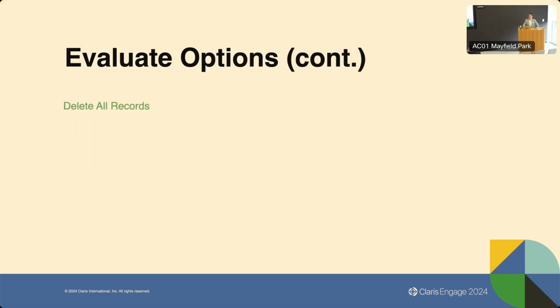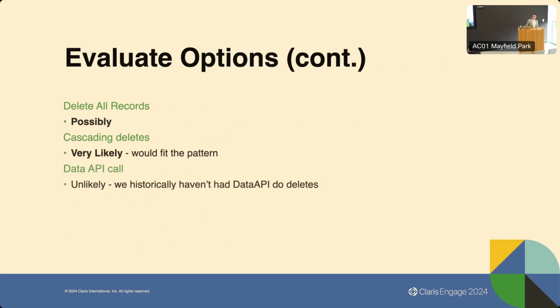Next we've got delete all records. This is a possibility. We need the right found set, but that would do the trick for us. Cascading deletes. I was real hopeful on this one because it fits the pattern. It's very likely there's all these sibling records all get deleted. Kind of sounds like maybe a parent got deleted. That deleted all the siblings. A data API call in our system is unlikely. Historically, we haven't used the data API to do deletes. We've used it for reads and updates, but not deletes. So unlikely, but maybe someone wrote a rogue piece of code.